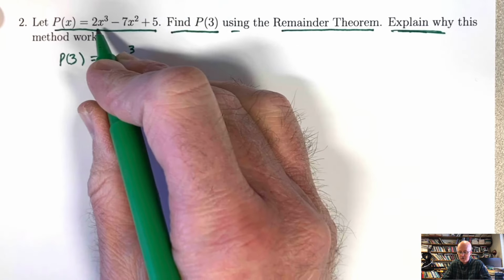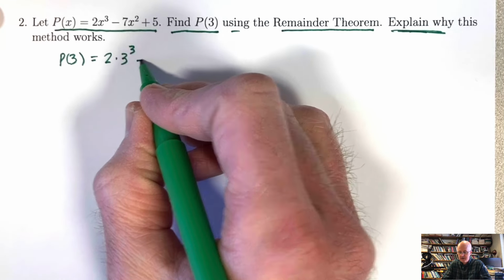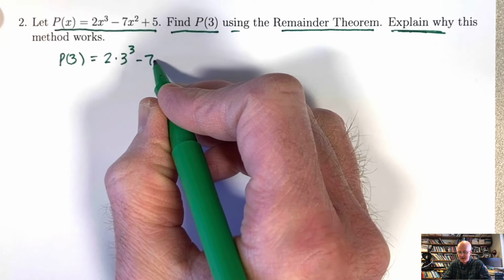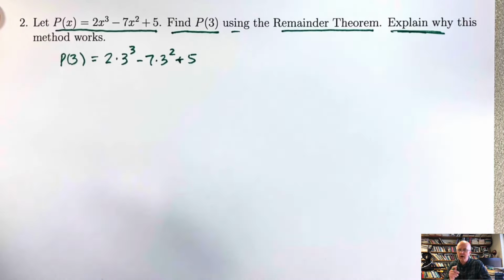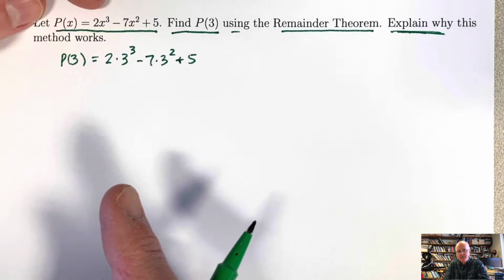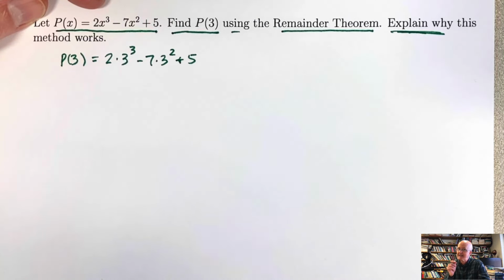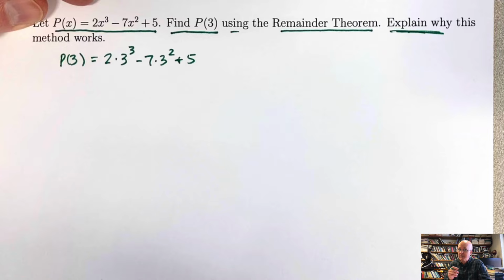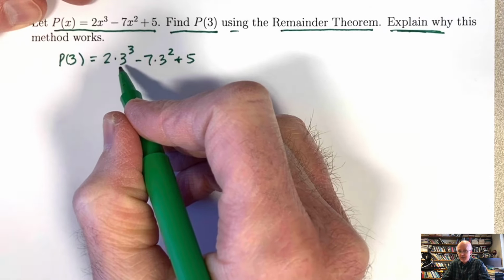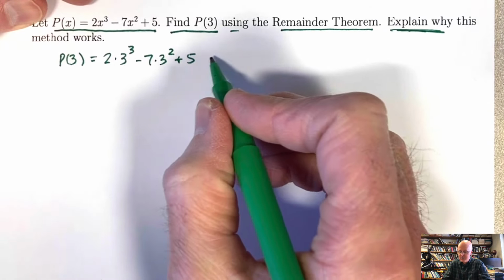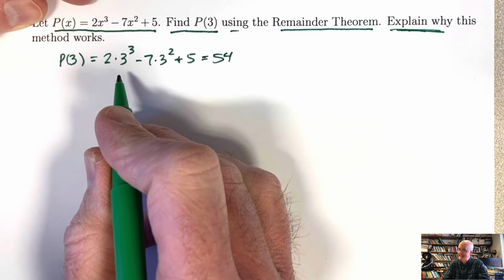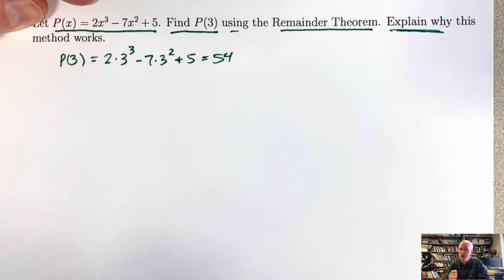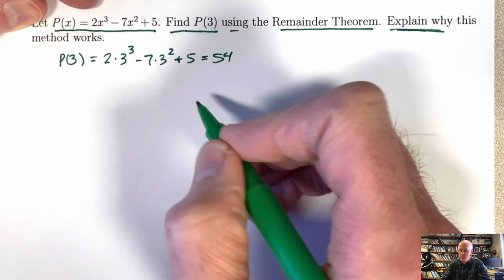So I've got 2 times x cubed is 2 times 3 cubed, minus 7x squared is minus 7 times 3 squared, plus 5. Order of operations is essential here to getting this right. When you see the expression 2x cubed, that means do x cubed first and then multiply by 2. So we do 3 cubed is 27 times 2 is 54. We do not do 2 times 3 to get 6 and then cube that. That will give the wrong answer.